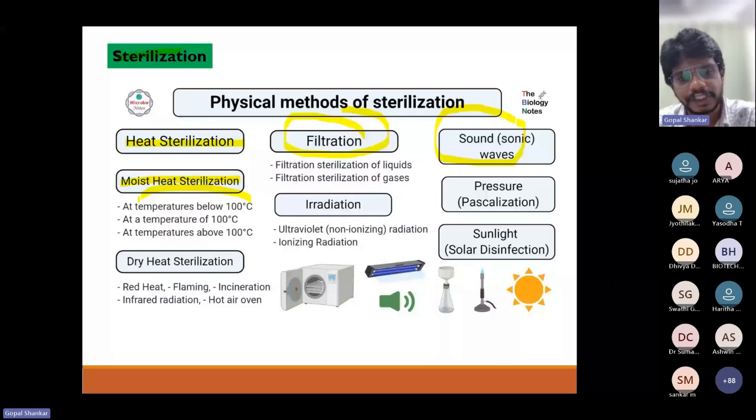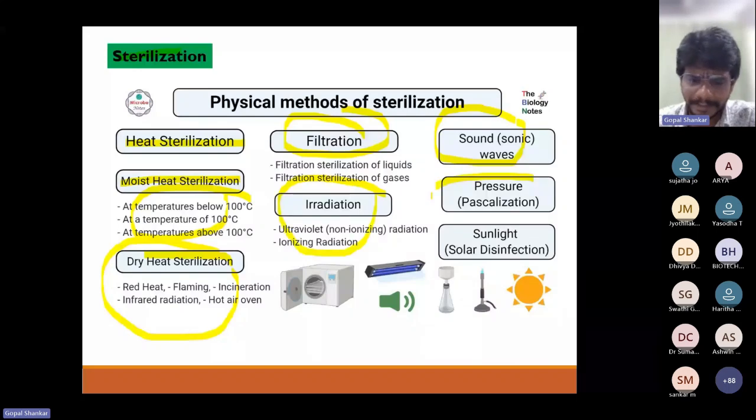And mostly in terms of tissue, we go for irradiation, that is basically using gamma rays or UV rays. And pressure is also used. And sometimes you can also go for solar disinfection process. So it depends upon the application, what you're targeting. And it also depends upon the material that you're using. So based upon your material that you use, you can go for any of these types of sterilization process.